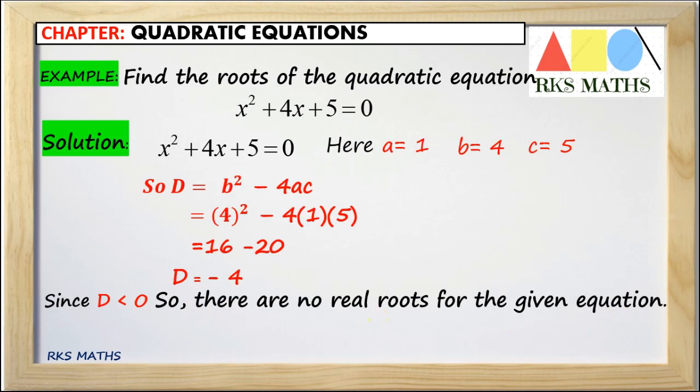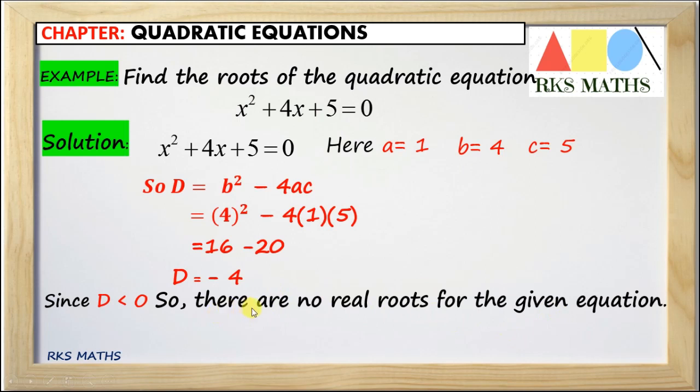Real roots means no whole number, natural number, or rational or irrational number can be a root of this quadratic equation, because the value of D comes out to be less than 0. So we will be stopping here for the solution of this particular quadratic equation, because D is less than 0, so there are no real roots.